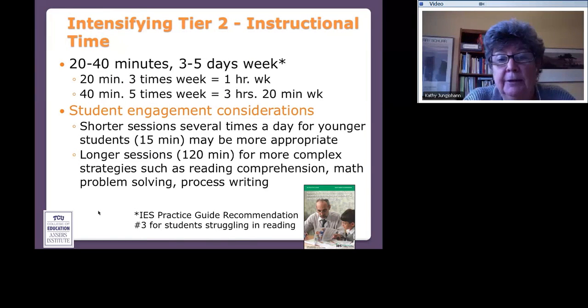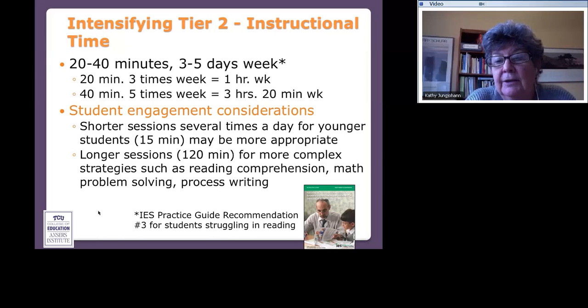There are student engagement considerations as you consider the amount of time that students should be receiving intervention. One thought is that shorter sessions several times a week is more beneficial to younger students who may have shorter attention spans, or the skills might be more discrete. So for instance, kindergarten students who are learning phonemic awareness, who are engaged in phonemic awareness activities, or learning letter-sound correspondences. I really can't see them engaged in 30 minutes of phonemic awareness activities, where maybe 10 to 15 minutes a couple times a day would be more appropriate for them.